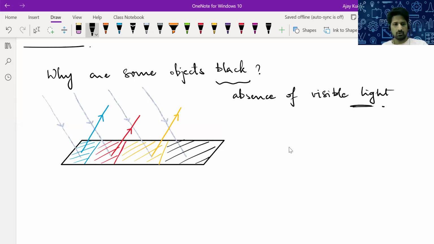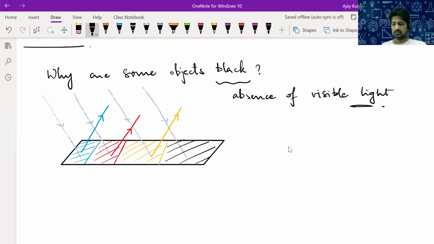So objects which appear black to us, basically what they are doing is absorbing all visible light. Means they are absorbing all the wavelengths in the range 400 to 700 nanometers. They don't reflect any radiation in that range. That's why they appear black to us. Hope this is clear.